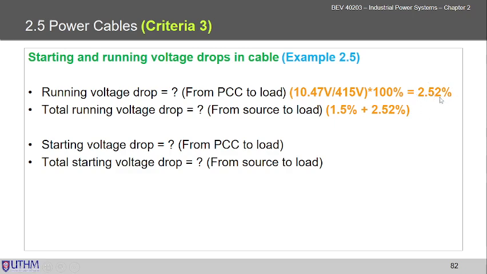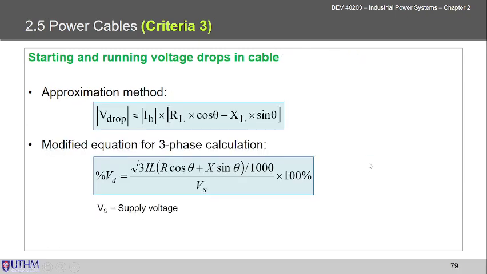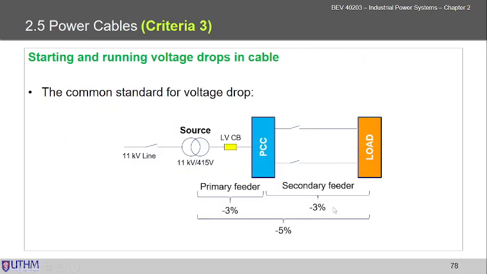I mean, 2.52 is still under the spec, right? Because the spec given here is 3, not more than 3. So we only have 2.52.